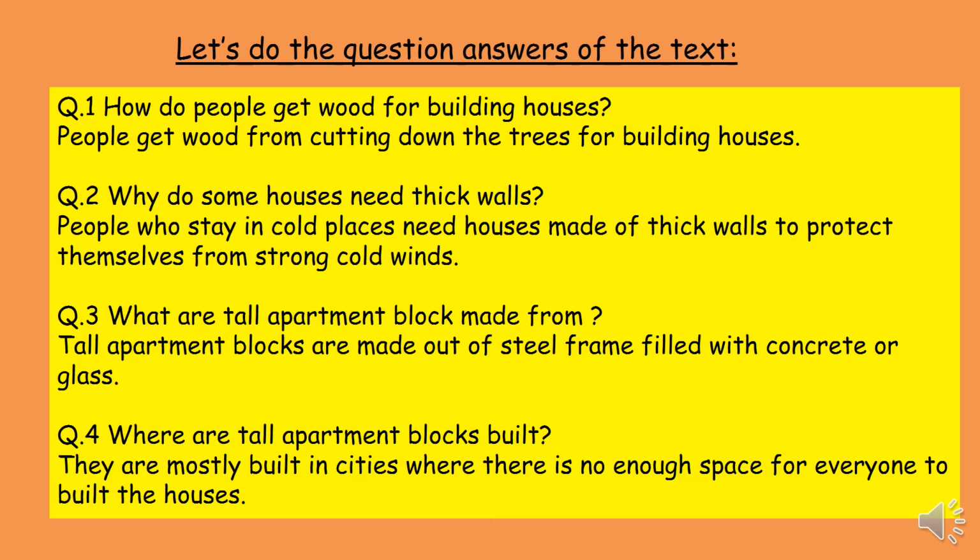Okay. Question number 3. What are tall apartment blocks made from? Tall apartment blocks are made out of steel frame filled with concrete or glass. And why do you think we build these tall apartments with steel frame? Because they are quite strong. Steel is a strong metal.